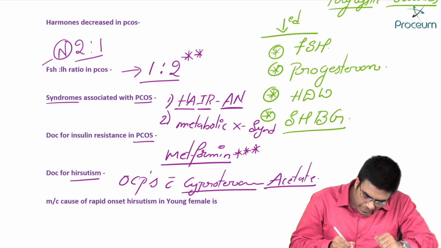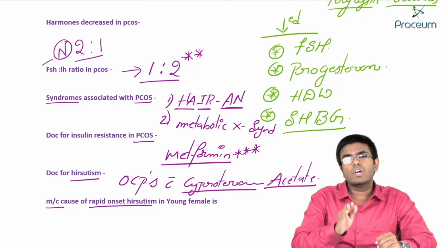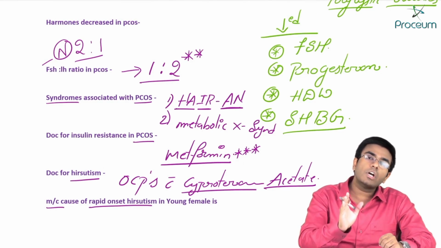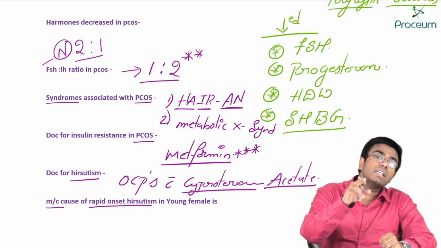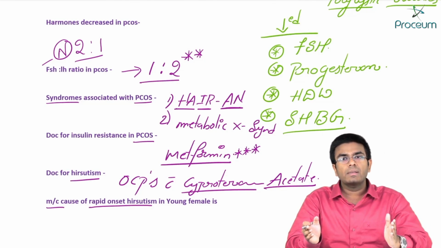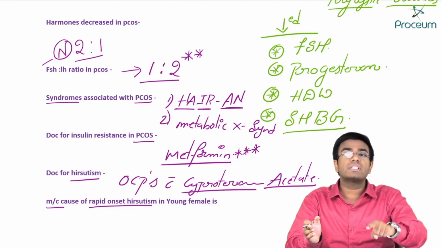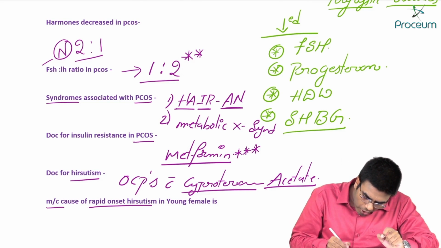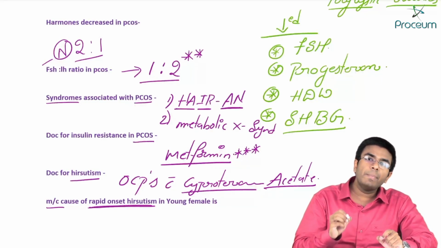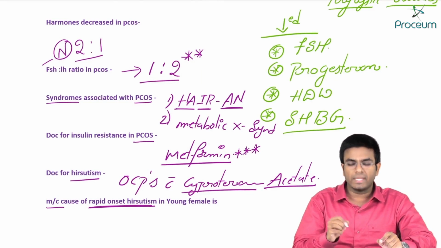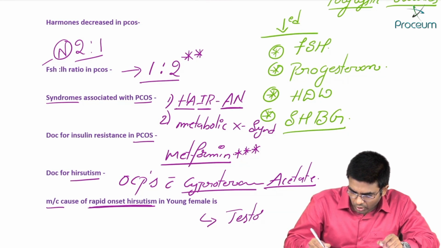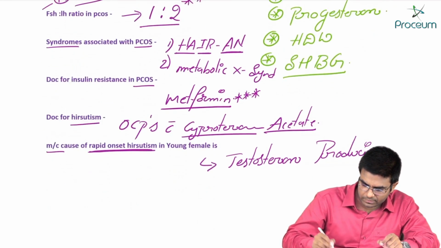Most common cause of rapid onset hirsutism. See, the most common cause of hirsutism in a young female is idiopathic. The most common pathological cause of hirsutism is PCOS. But if they mention the words rapid onset, rapid onset hirsutism in a young female is because of testosterone producing tumors.